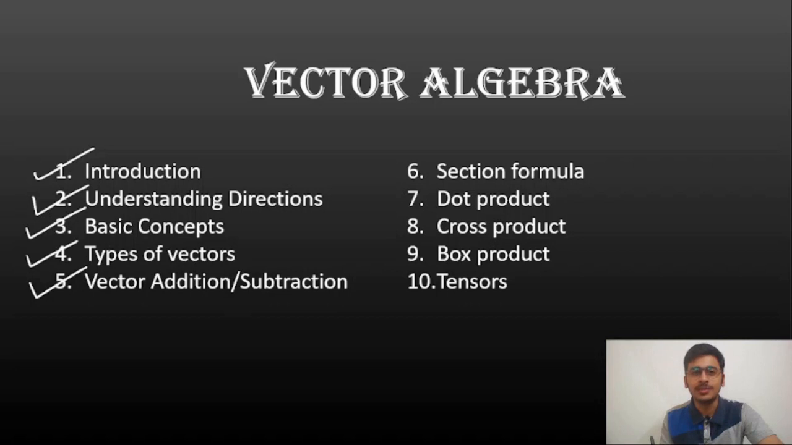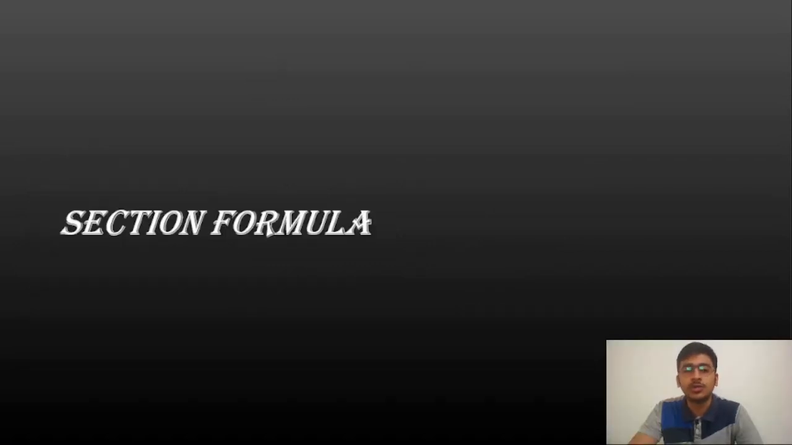In previous two parts, we had studied about these 5 topics: introduction, understanding basic direction, basic concepts, types of vectors. In part 2, we had studied about vector addition and subtraction. Let us study about the next few topics in this part. Let's move on to the section formula.